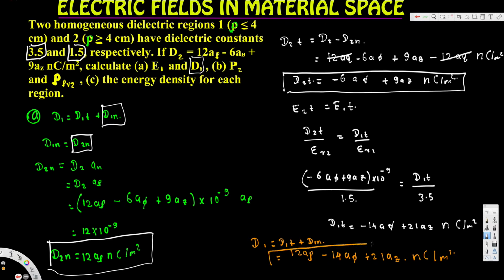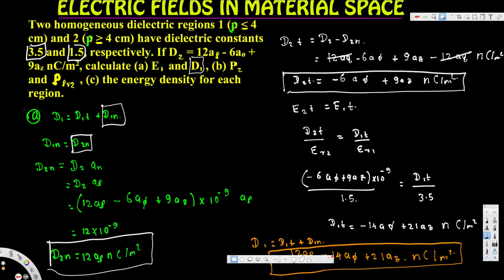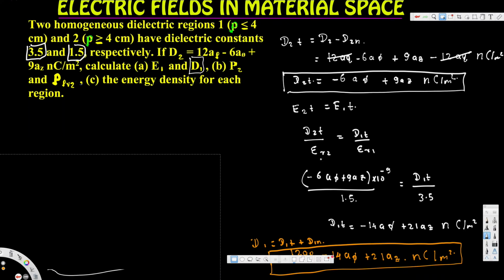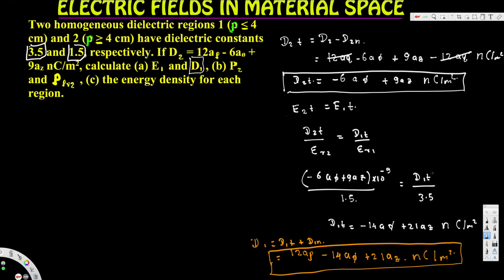Now we have to find out what E1 is. Okay, now as we seen before, we can use another equation. Let's get rid of this part. Okay, now we are doing the same part, A part, but we are calculating E1 right now. Now E1 can be calculated using D1 divided by epsilon r1 epsilon naught.